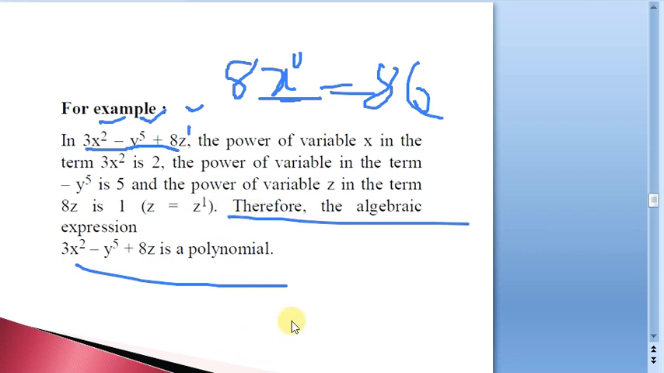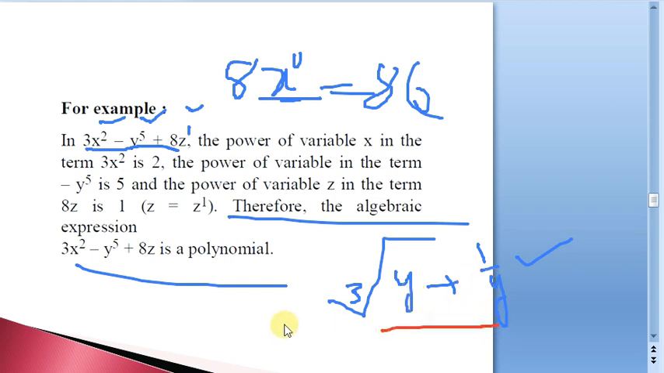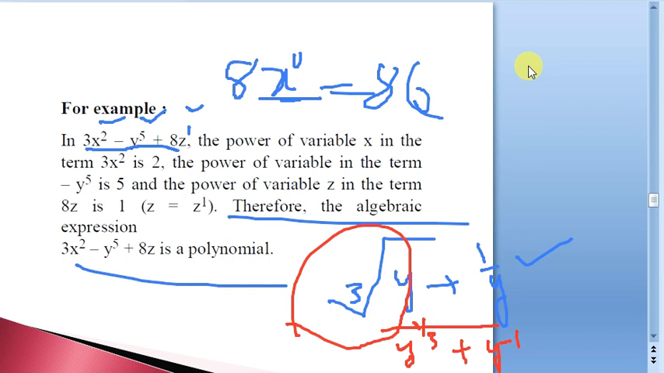Suppose I take one more example which is not a polynomial. Let me take cube root of y plus 1 by y. Is this a polynomial is my question. How will you see whether it is a polynomial or not? First you write this in exponential form. Already we have seen how to write cube root of y, as y power 1 by 3. Plus 1 by y, which I explained in the previous slide, is y power minus 1. Any number a power minus n is written as 1 by a power n.